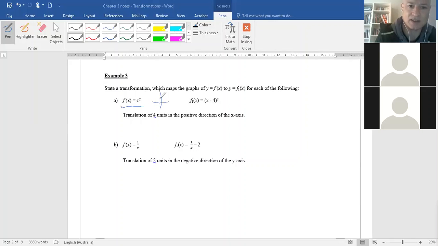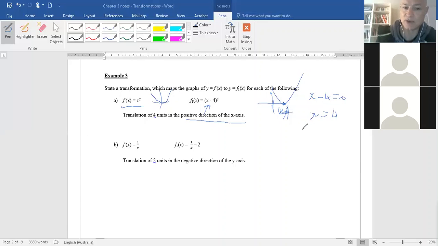So if I graph this, that looks like that. And if I graph this one, x minus 4, it's going to now cross at the 4. So what's happened? We have translated it 4 units in the positive direction of the x-axis. I know inside it looks like a negative, but remember, that's how we write the x's. It's always the opposite. It's gone to the 4, because x minus 4 equals 0, so x equals 4. So any questions on that one?